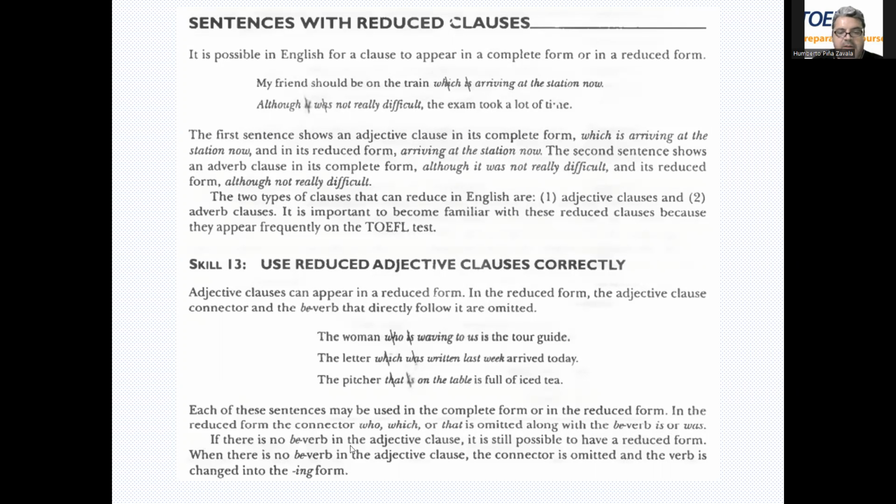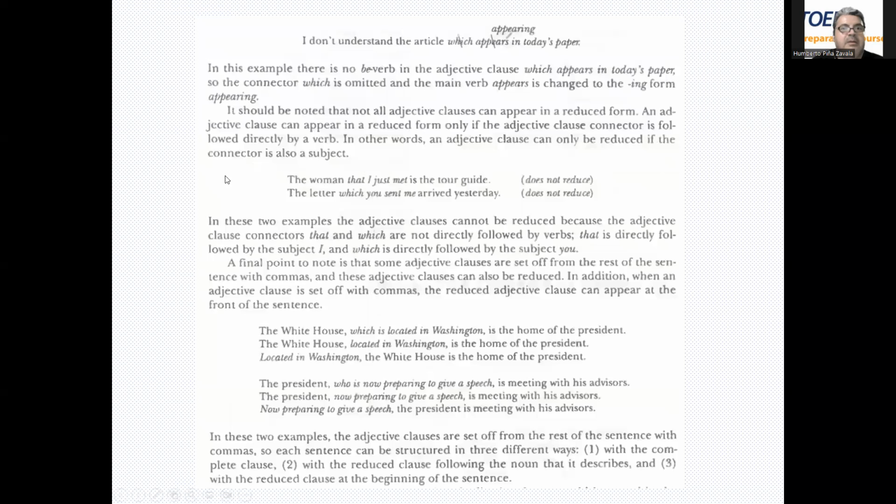If there is no verb be in the adjective clause, it is still possible to have a reduced form. When there is no be verb in the adjective clause, the connector is omitted and the verb is changed to the ing form. For example: I don't understand the article which appears in today's paper. In this example, there is no verb be in the adjective clause which appears in today's paper, so the connector which is omitted, and the main verb appears is changed to the ing form, appearing. I don't understand the article appearing in today's paper.